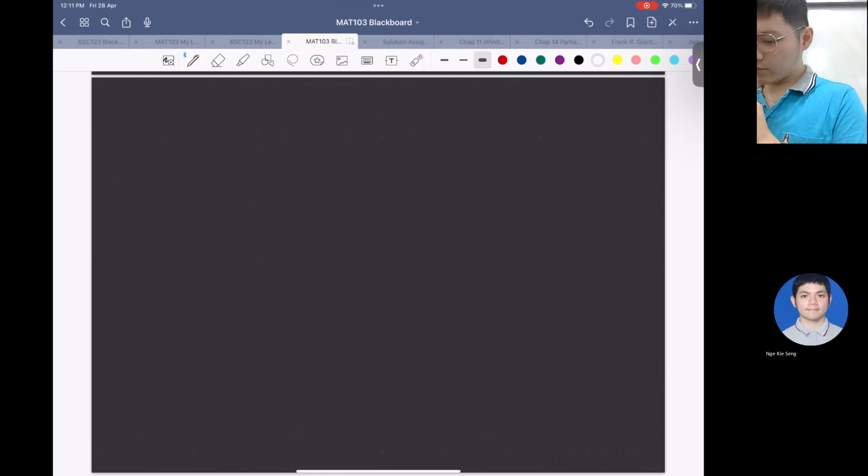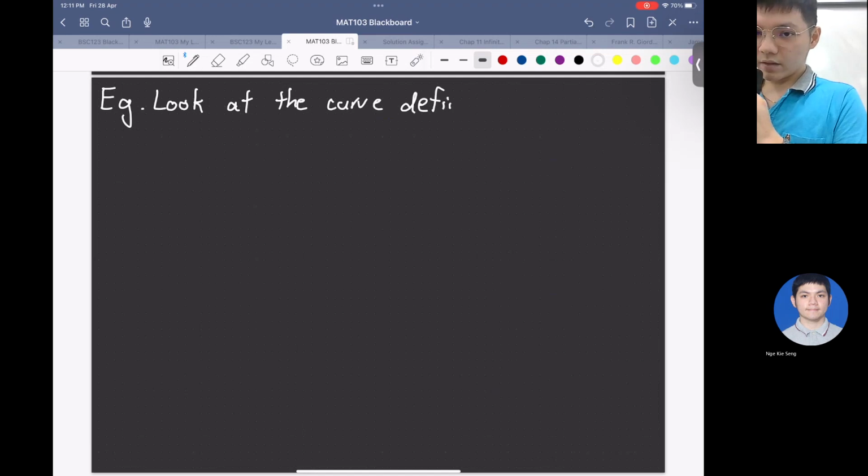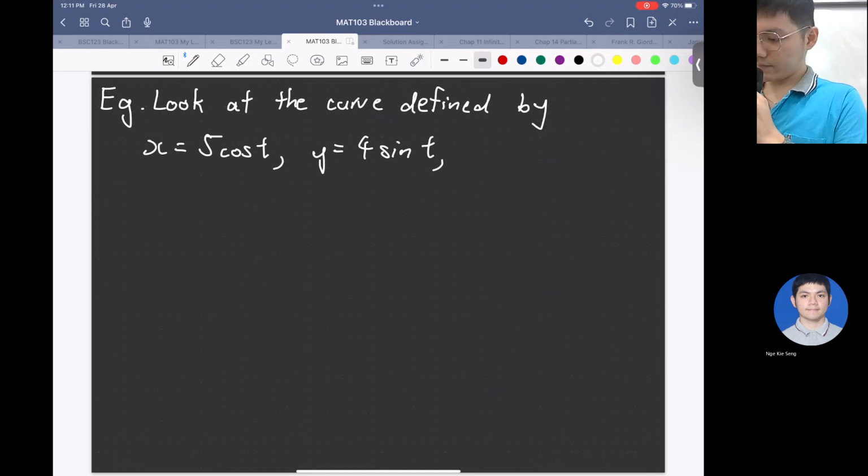So we will skip one of the examples in the lecture notes. One of the examples is: look at the curve defined by x equals 5 cos t and y equals 4 sin t, where t is between 0 and 3. Find dy/dx.